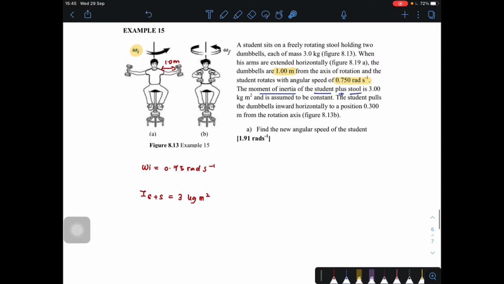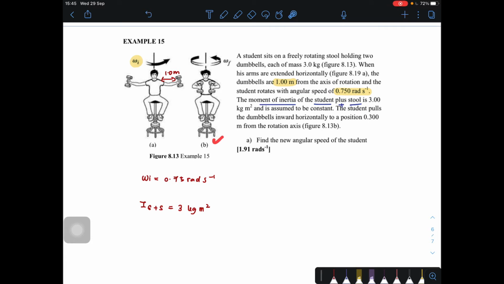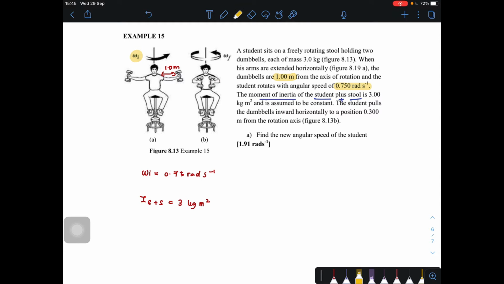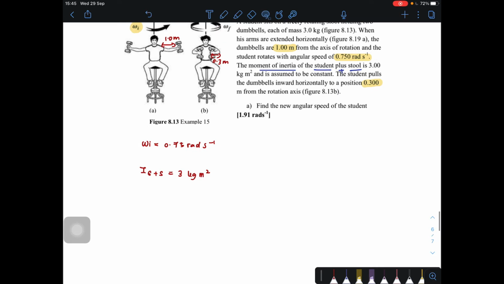Okay, so in the second situation here, the student pulls the dumbbells inward. So now he pulls his arms inwards, making a position of 0.3 meter from the rotation axis. So now the value R here, this one here, is 0.3 meter. And then here we want to find what is the value for angular speed.